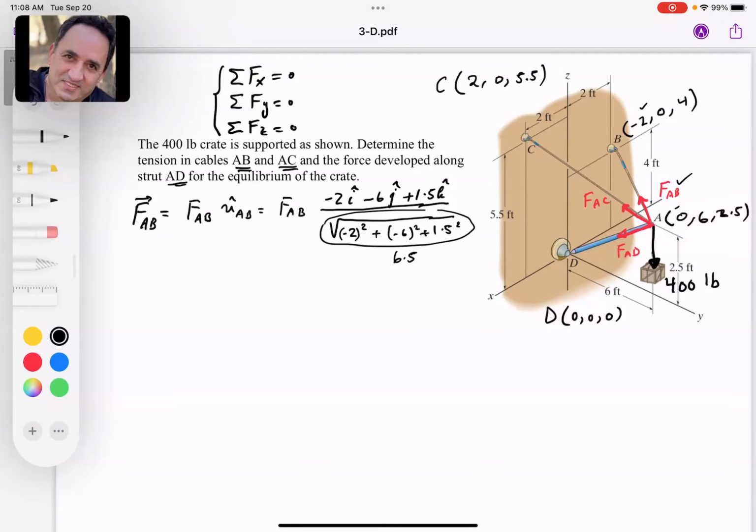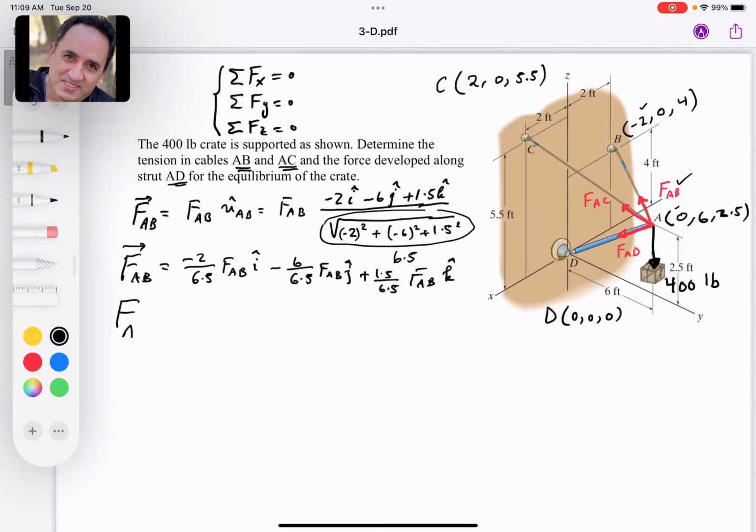Okay. So FAB becomes, if you want to look at individual components, -2 over 6.5 FAB i, right, as a vector. So that's the X component. -6 over 6.5 FAB j. And then similarly, plus 1.5 over 6.5 FAB k. And we're going to do exactly the same thing for the other forces.